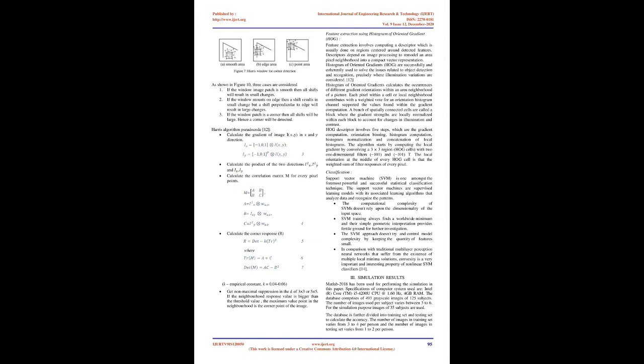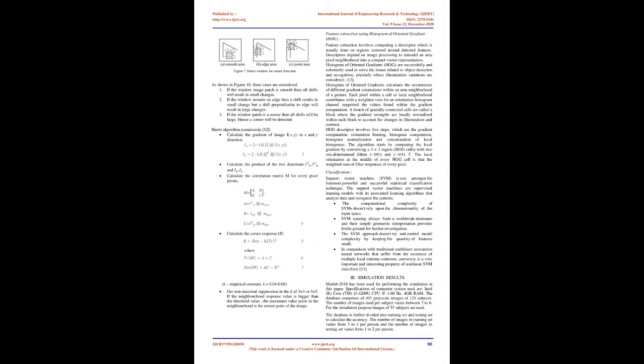Harris algorithm pseudocode [12]. Calculate the gradient of image I in the X and Y directions. Calculate the product of the 2 directions and calculate the correlation matrix M for every pixel point. Calculate the corner response. Get non-maximal suppression in the neighborhood of 3 times 3 or 5 times 5. If the neighborhood response value is bigger than the threshold value, the maximum value point in the neighborhood is the corner point of the image.